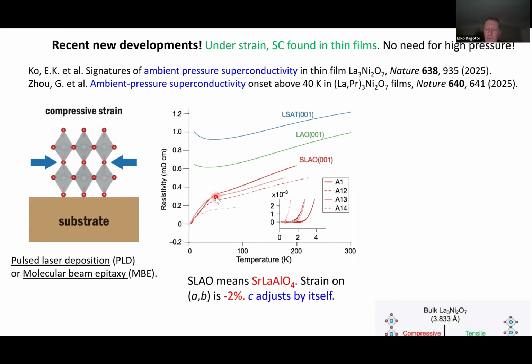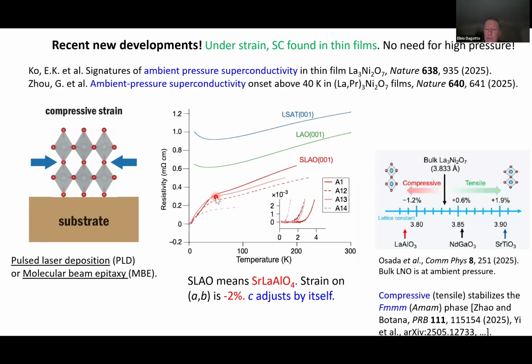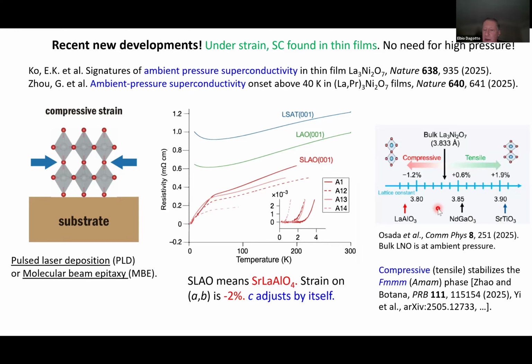So this is a nice sketch, a nice cartoon that appeared in Communications Physics, showing the bulk number for the lattice spacing, and if you go to the right, it is tensile. It is expanding. If you go to the left, it is compressive. So it is in this portion that we get superconductivity.